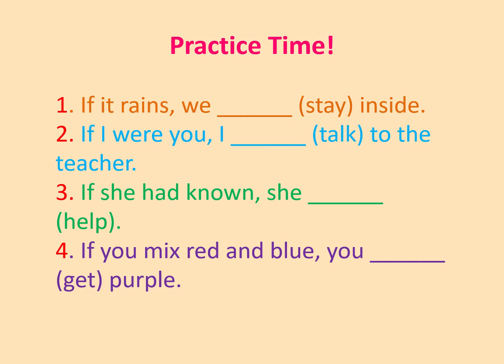Now it's time to practice. Fill in the blanks with the correct verb form. 1. If it rains, we. That's first conditional, use will stay. 2. If I were you, sounds like advice, use would talk. 3. If she had known, is third conditional, so say would have helped. 4. If you mix red and blue, is a general truth, use present simple, you get purple. Practice like this helps you master each type.